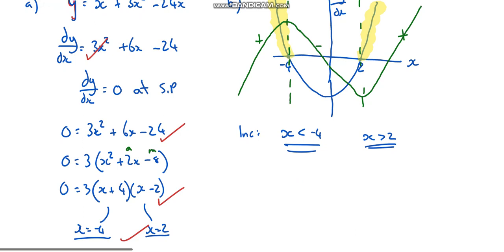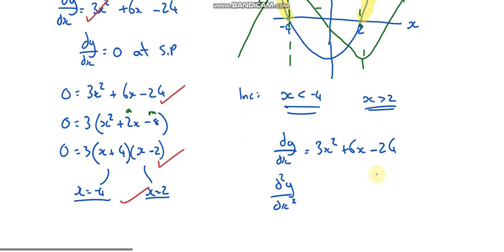So for part B, instead of doing it this way, which I like, just drawing your graph and saying x plus, you could have said, okay, I know dy by dx is equal to 3x squared plus 6x take away 24. You could differentiate that again, d2y by dx squared, and it's just the same as before, so 6x plus 6. And now what we do is substitute our value of x in, and it will tell us the nature.